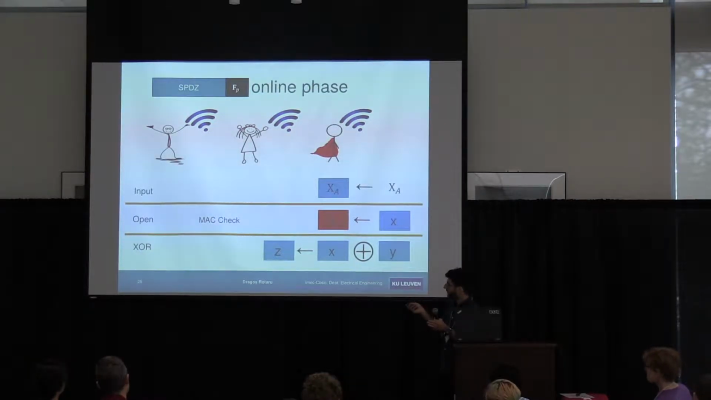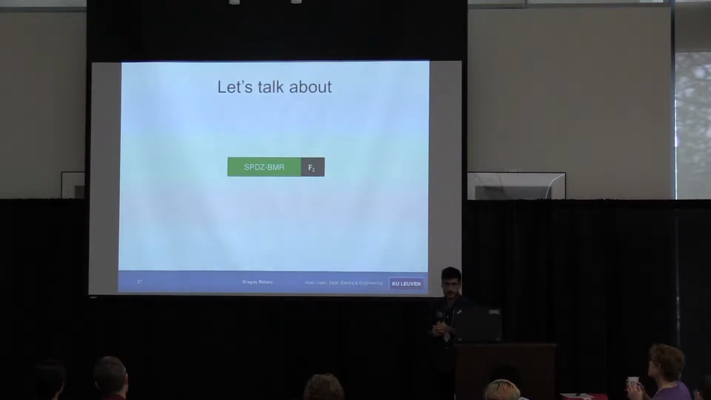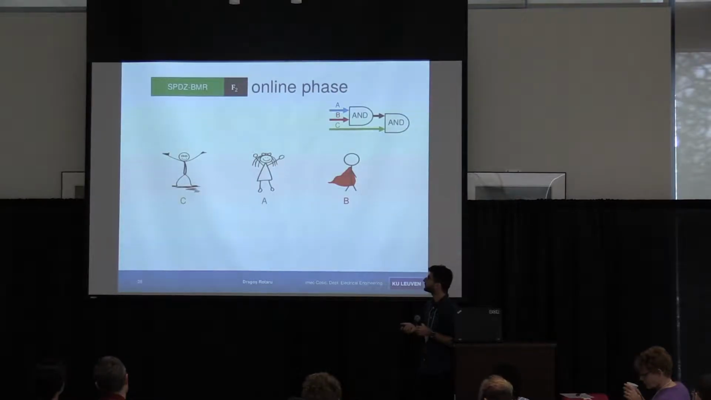So we open stuff based on that Beaver triple, we do the MAC check, and then we have the share of the XOR. This is what we care about. Now let's talk a bit about SPDZ BMR, which works over Boolean circuits.